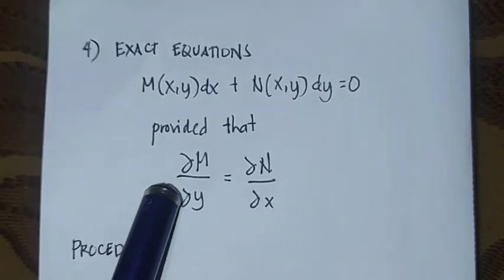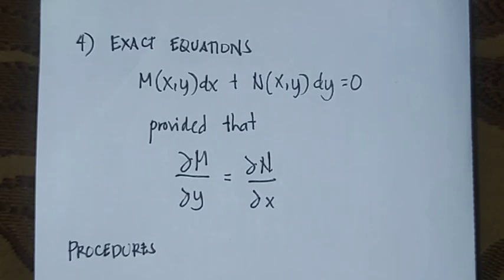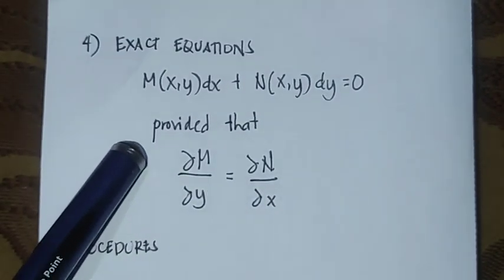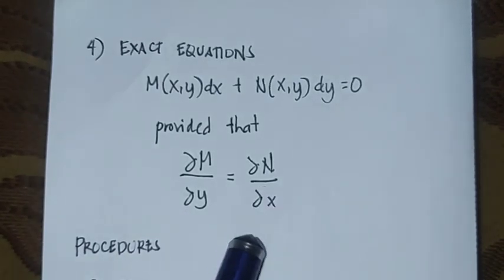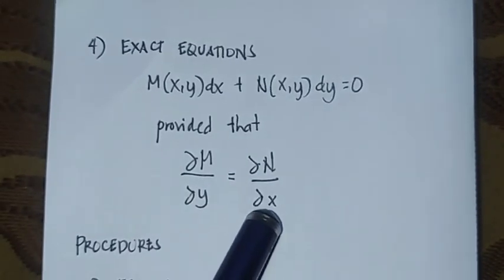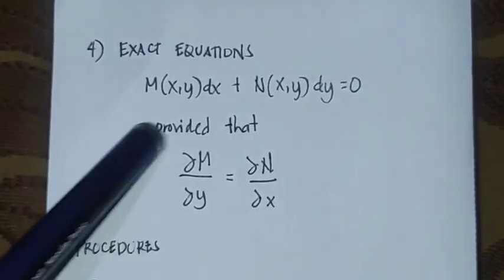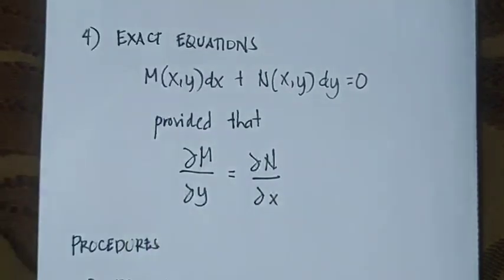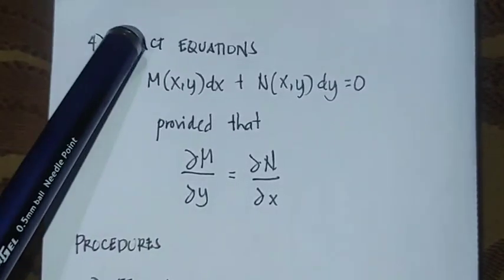Provided that the partial of M over partial of y is equal to partial of N over partial of x. Meaning dito, yung function mo ng M, i-differentiate mo lang siya with respect sa y, and then yung partial ng functions ng N, i-differentiate mo with respect to x. So pag na-meet yung condition na to, at ito yung form niya, we can use exact equation. Ngayon, pag hindi ito nag-equal, hindi mo pwedeng gamitin yung exact equation.